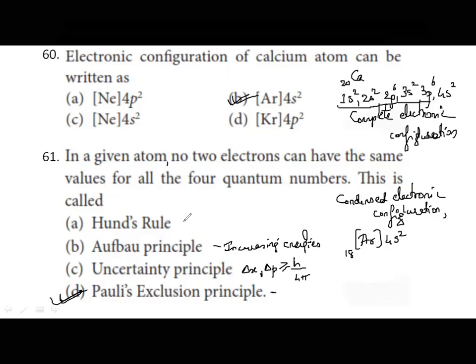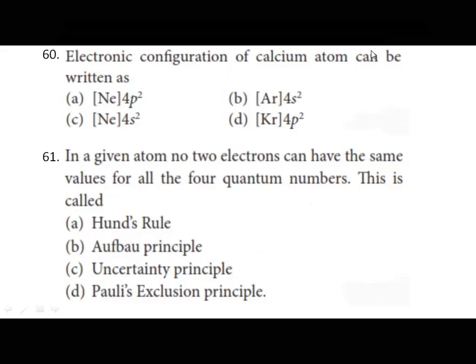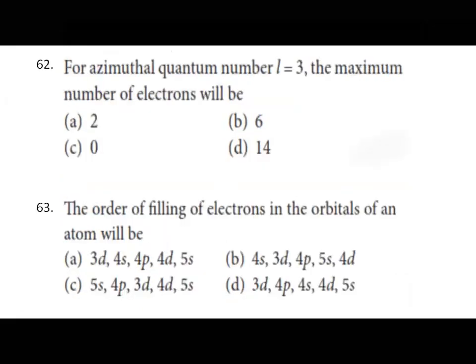What does Hund's rule of maximum multiplicity say? Pairing of the orbitals is not possible until each orbital is singly occupied, or you can say half filled. Yes, pairing is not possible until each orbital is singly occupied or half filled. So here the correct option is option D, Pauli's exclusion principle. Correct? Okay. Next question.